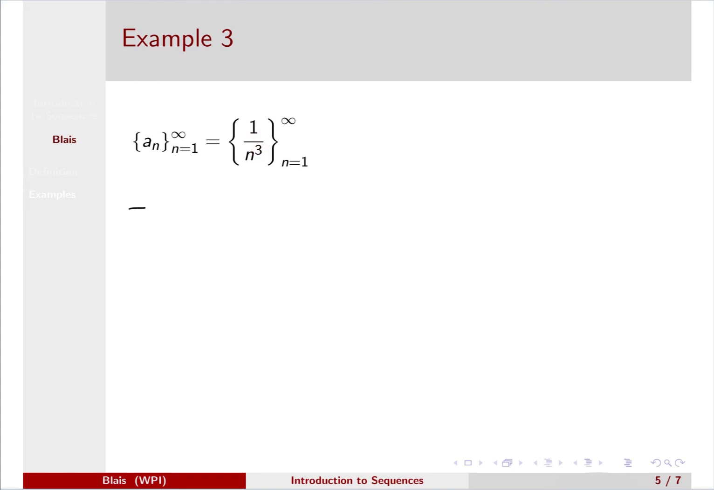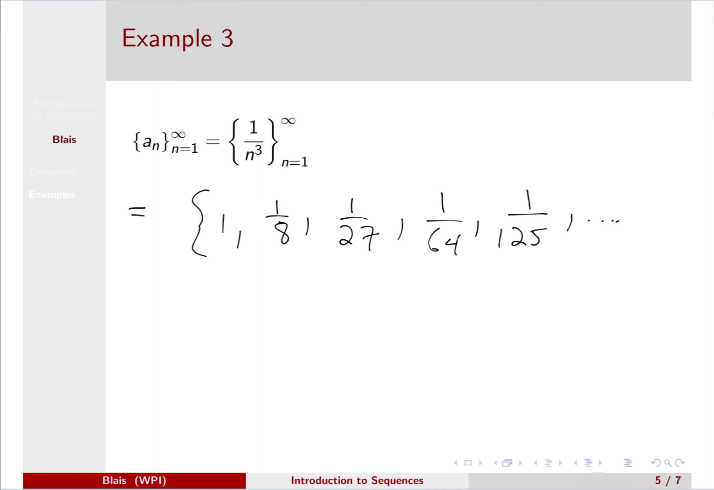But in this case, if we start plugging in, 1 over 1 cubed is 1. 1 over 2 cubed is 1 over 8. 1 over 3 cubed, 1 over 27. 1 over 4 cubed, 1 over 64. 1 over 5 cubed, 1 over 125. And so on and so forth. So this is how we define sequences, typically.